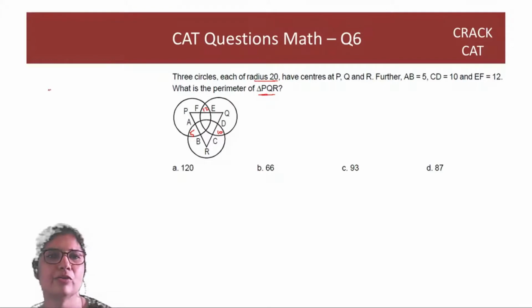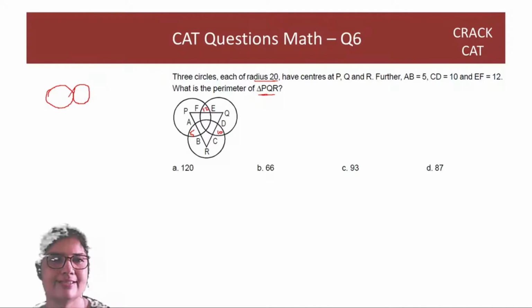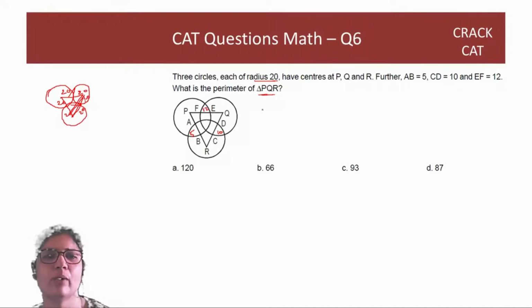So if these circles were just touching each other from outside, something like this, excuse the geometry, then the answer would have been 40 for each side and 120 for the total. The answer would have been 120. But they are not touching from outside.